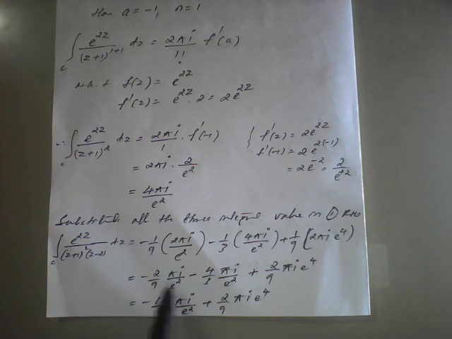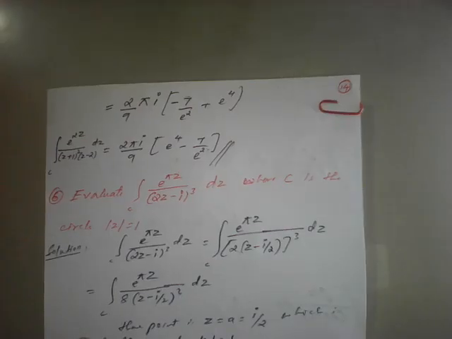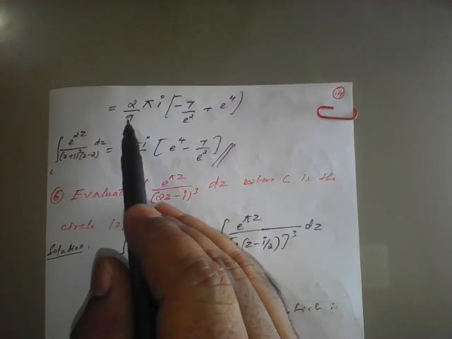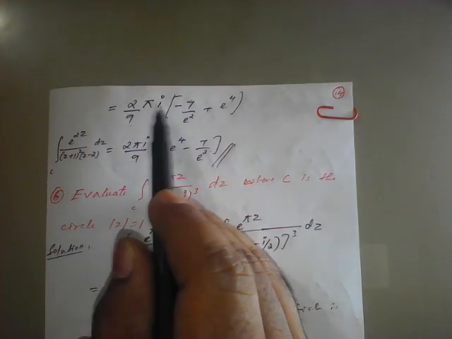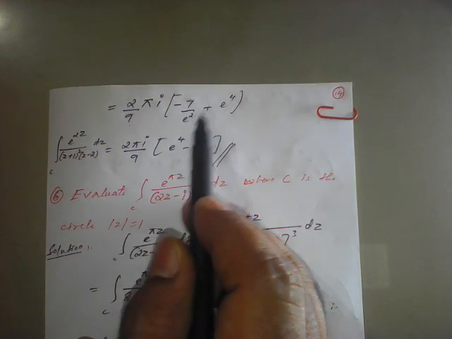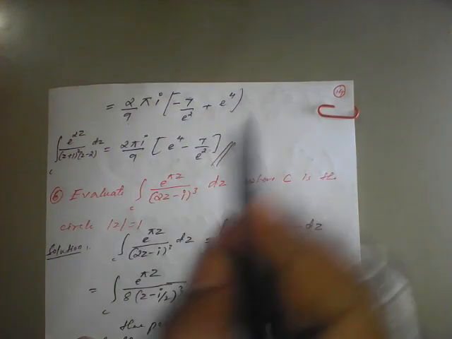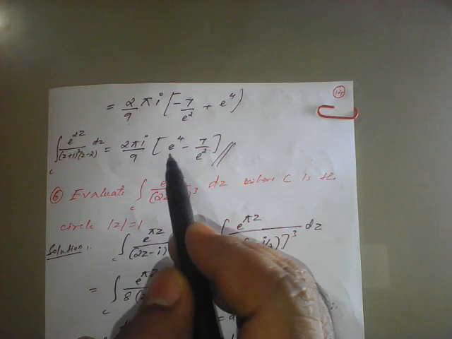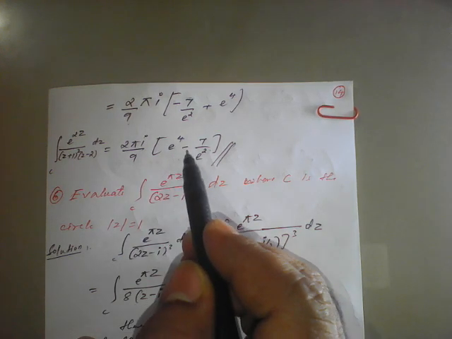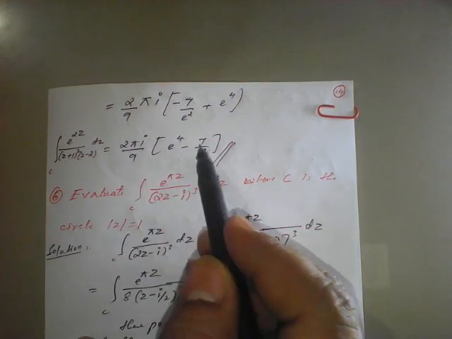If you simplify, pi i upon e raised to 2 is common from both these two. So minus 2 upon 9 and minus 4 upon 3 will become minus 14 upon 9, and plus 2 upon 9 pi i e raised to 4 as it is. So therefore, taking common 2 upon 9 pi i, we will get minus 7 upon e raised to 2 plus e raised to 4, or pi i upon 9, you arrange e raised to 4 first, minus 7 upon e raised to 2. So this is the final solution here.